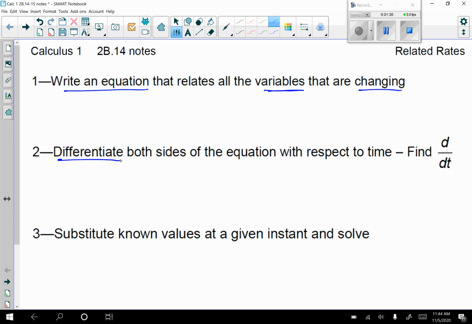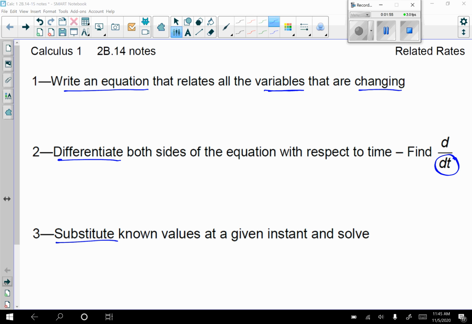Second, differentiate, take the derivative with respect to t. Every variable gets this little fraction, dx/dt, or dA/dt, or dV/dt, whatever it is. That variable represents how fast it's moving in that direction. So there's our rates in the problem. And then substitute known variables, or values. So we're going to plug in.